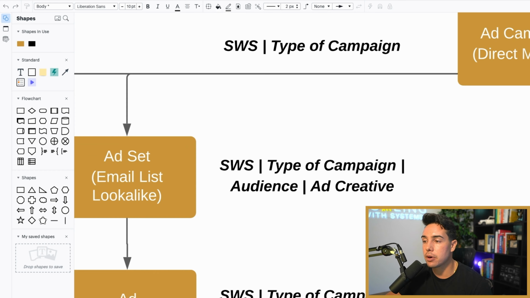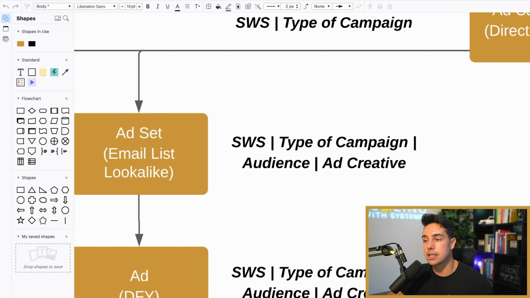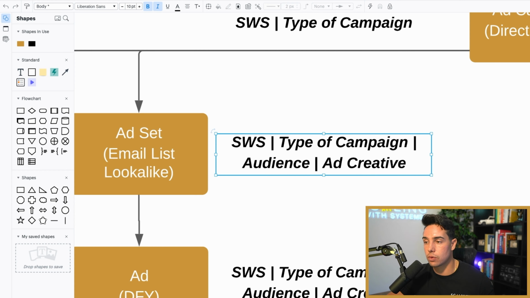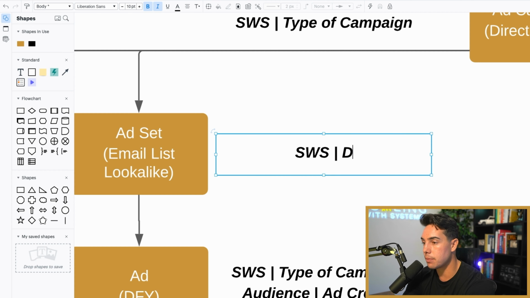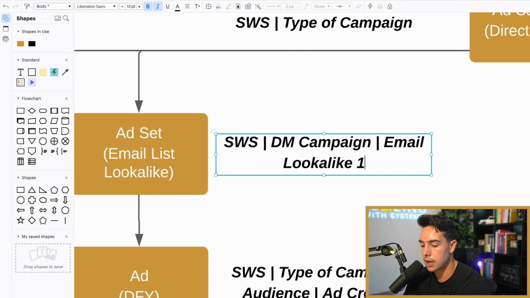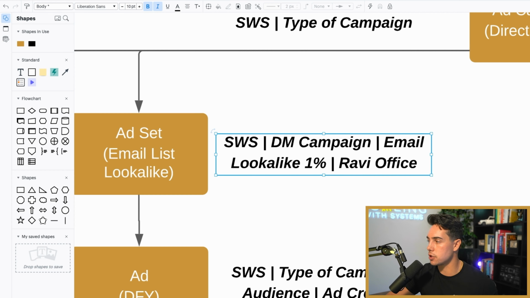The second type of naming convention you need is at the ad set level. So we'll use SWS once again, type of campaign, so we can see which type of campaign this is. Then we go into the audience, so who we're actually targeting, and then the ad creative, which ad creative is inside this. So if I were to rewrite this one using the example we have above, I would say this is a DM campaign. Then I would say that this is going to be the email lookalike, because it's an email list lookalike audience, 1%. And then I would say it's the ad creative of Ravi office, right? Me in my office shooting an ad.